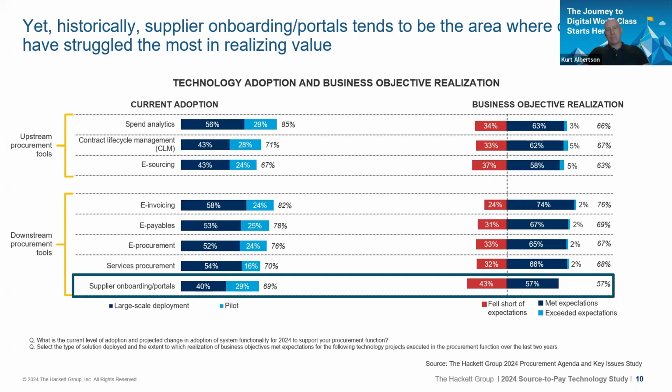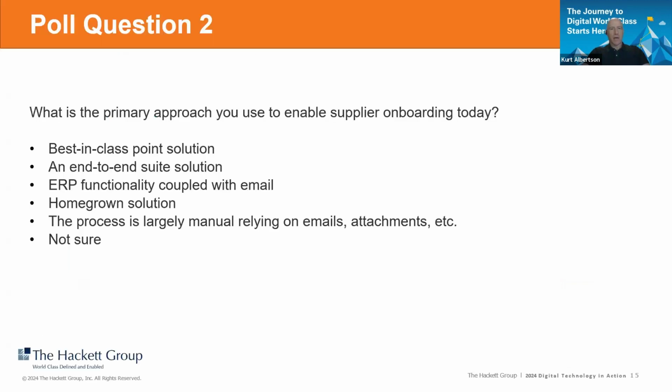If we could go to the next slide. After another quick poll, I'll cue you in on what our perspective is on that. So, second poll: what is the primary approach that you use to enable your supplier onboarding process today? Is it best-in-class point solutions like Graphite? Is it an end-to-end suite solution, one of the big source to settle suite solutions that are out there and their embedded functionality? Are you relying on your ERP functionality coupled with email? You created something homegrown? The process is largely manual, relying on email and attachments and sending those around? Or not sure?